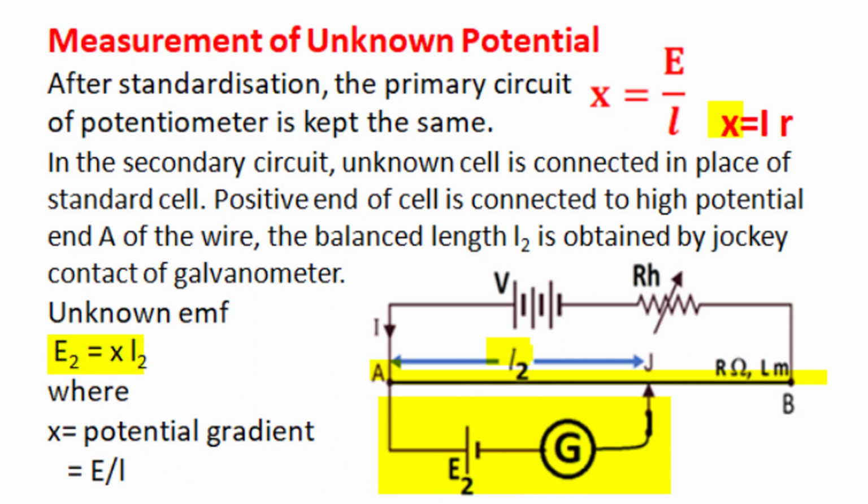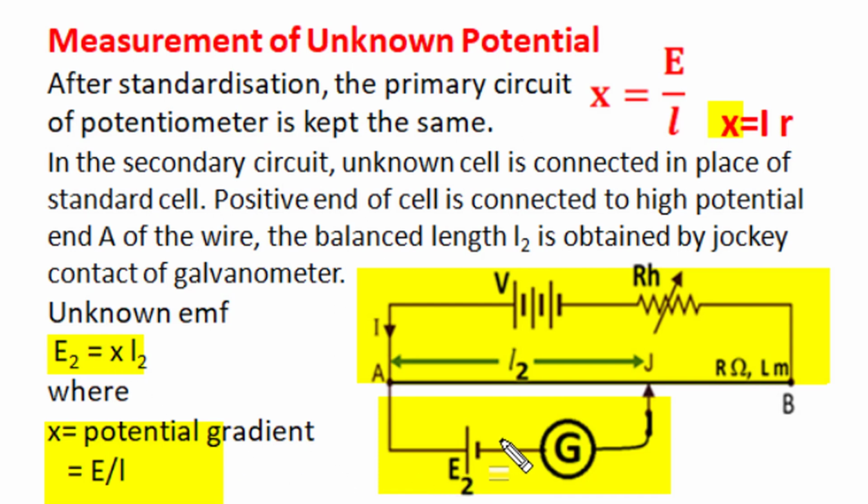And as we know the potential gradient, just the measurement of the new balance length will give us the unknown EMF, and during this measurement of unknown voltage, this potentiometer circuit won't draw any current from the measured voltage. It acts like an ideal voltmeter of infinite resistance, and without any loading error can measure true EMF.